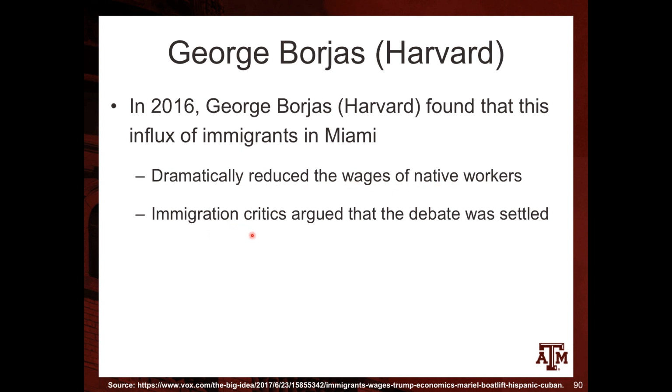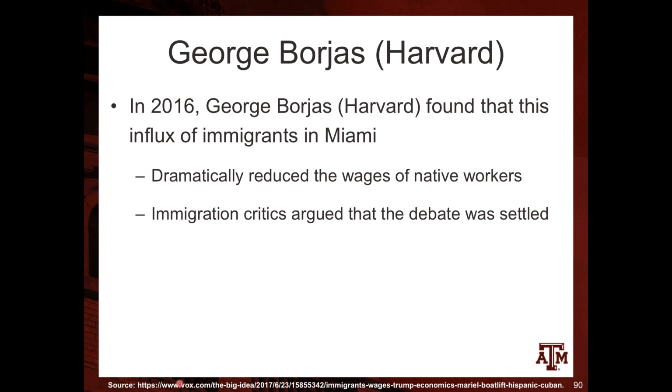And immigration critics, those people that are against immigration to the US, said, okay, based on this work by Jorge Borjas, this debate is settled, so it's pretty much saying that immigration reduced the wages of US-born workers. But the debate is not settled, actually.